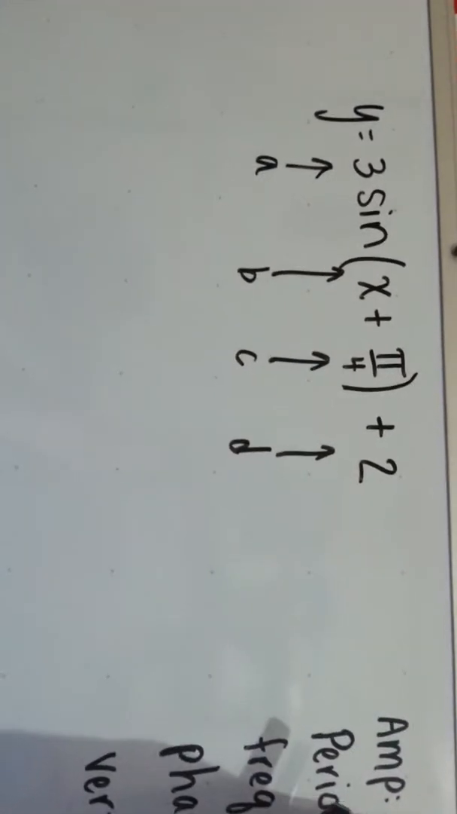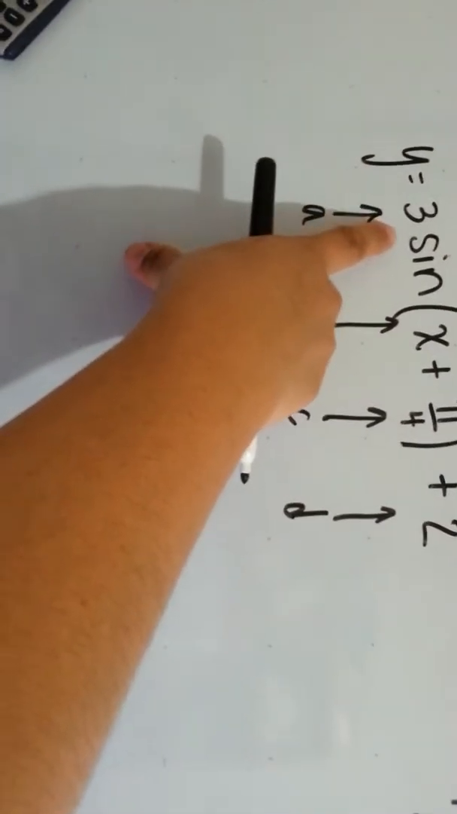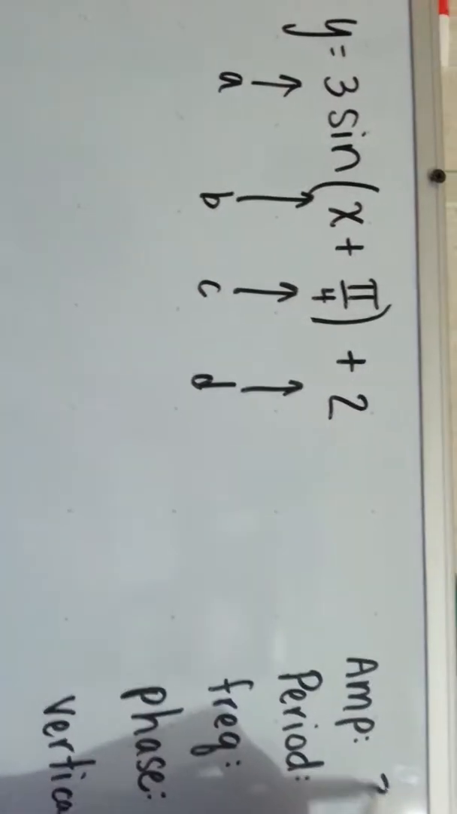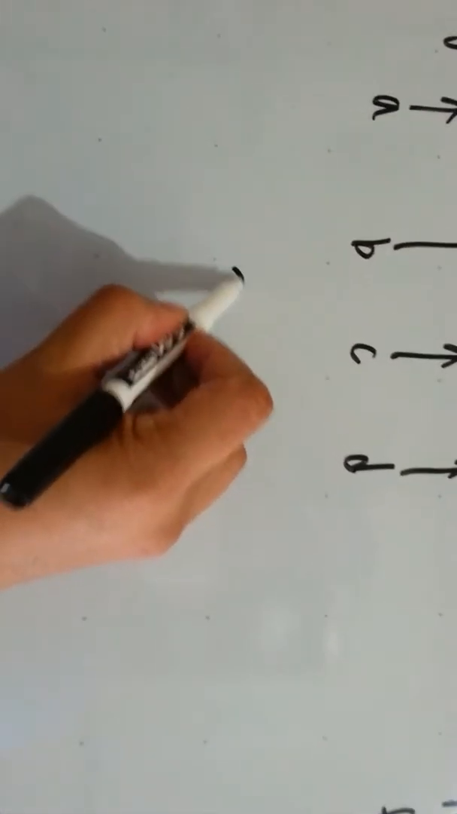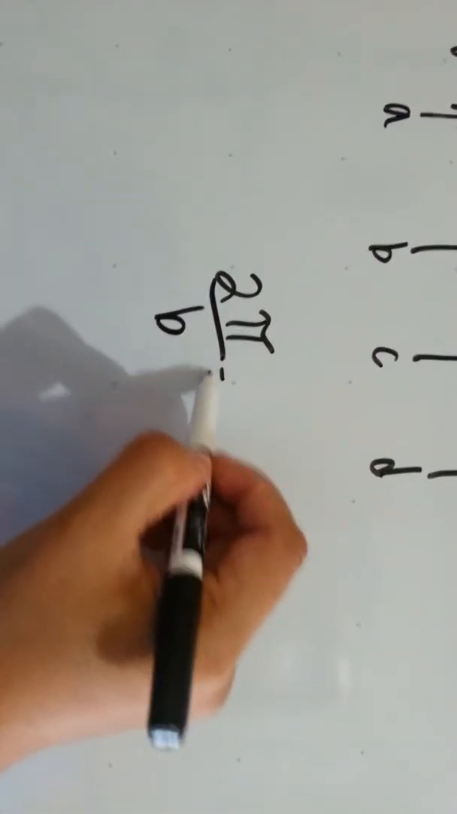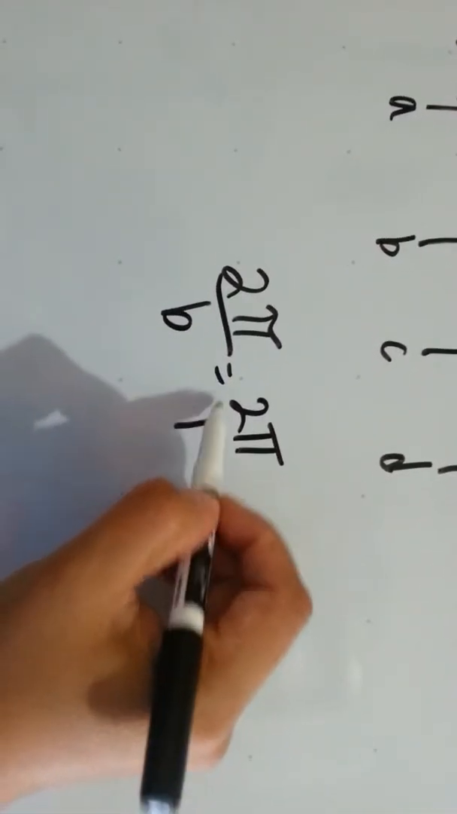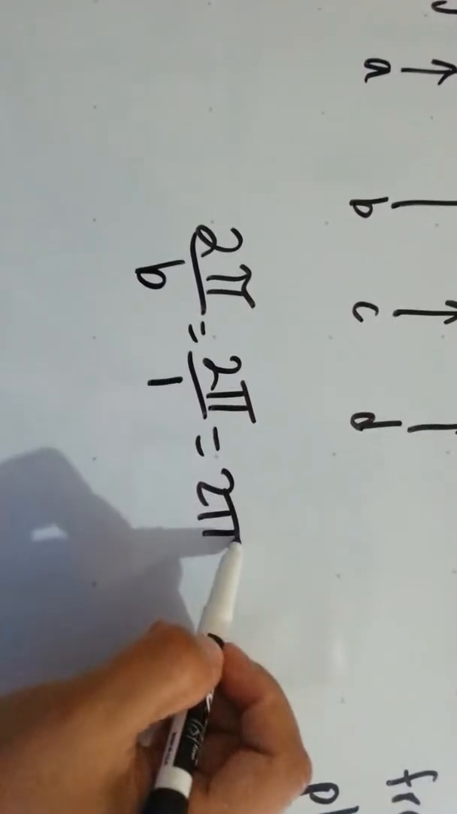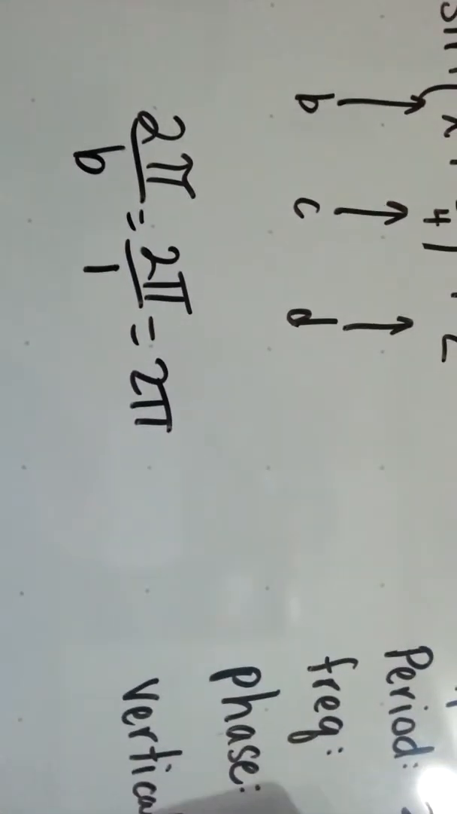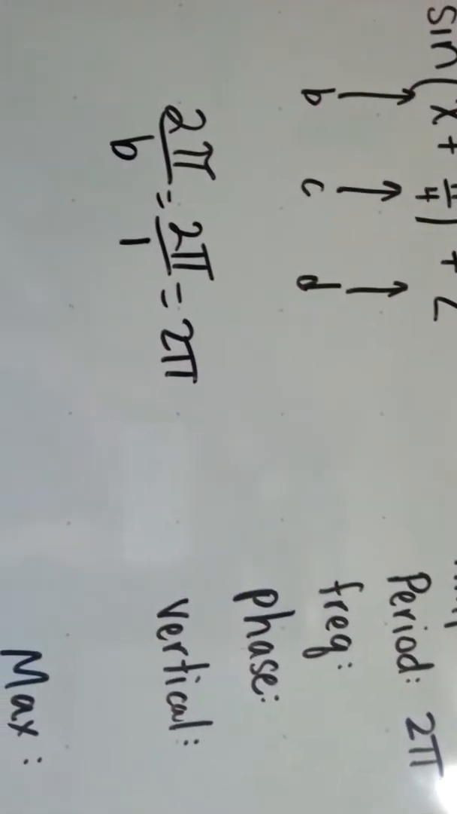Alright, so the amplitude is the absolute value of the leading coefficient. It's already positive, so the answer would be a 3. Period is 2 pi over B. What is B? B is 1. So this is 2 pi over 1. So it's just 2 pi. Alright, so the period is 2 pi.